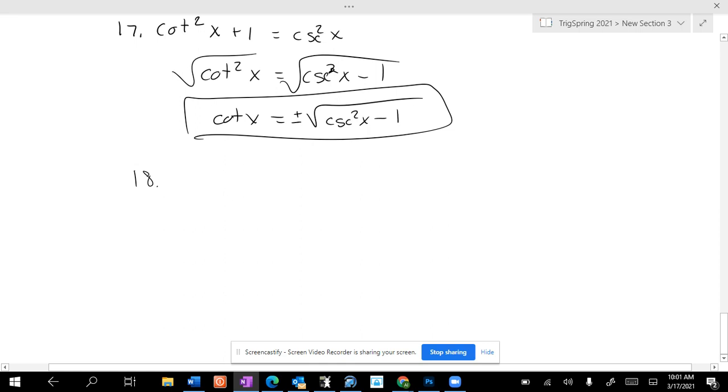18, secant in terms of tangent. I know that secant squared of x equals tangent squared of x plus 1. So first thing I do here is just take the square root of each side.